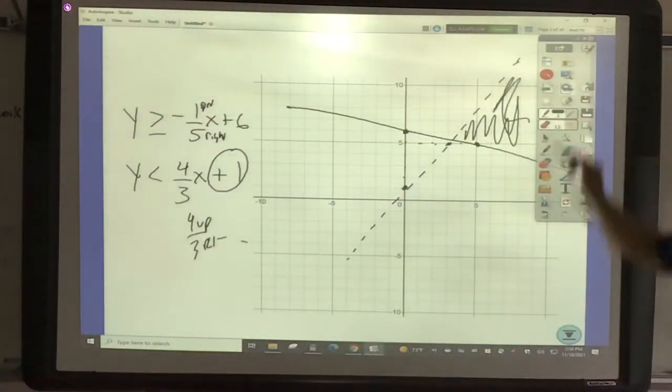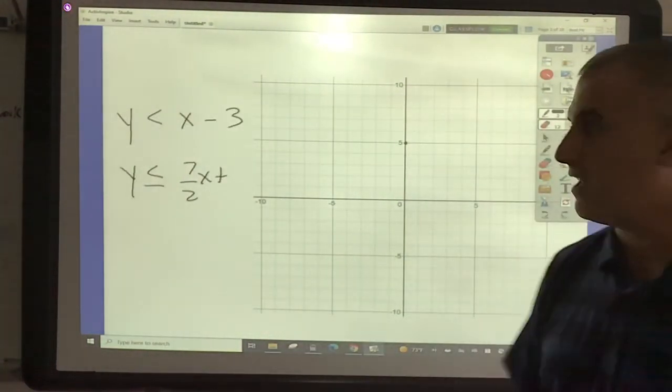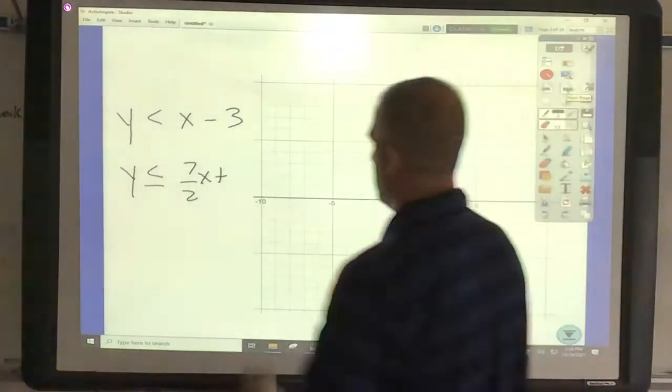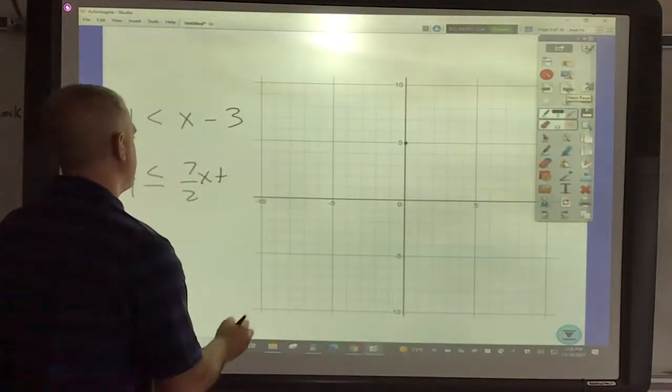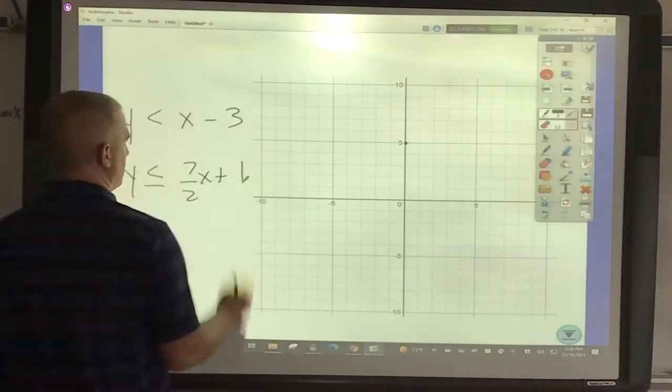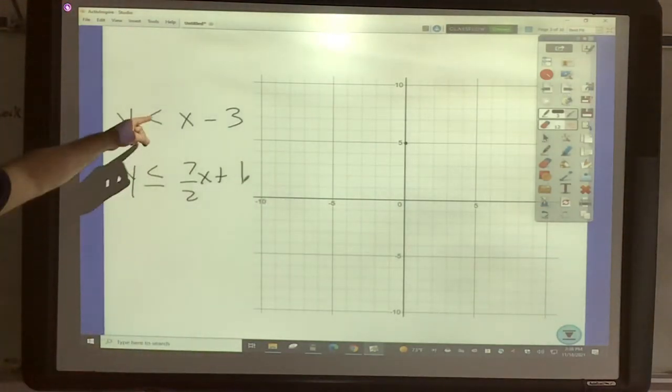All right, so you have 4 regions to pick from. You've got to figure out which one it is. Like this one. All right, so I got this.